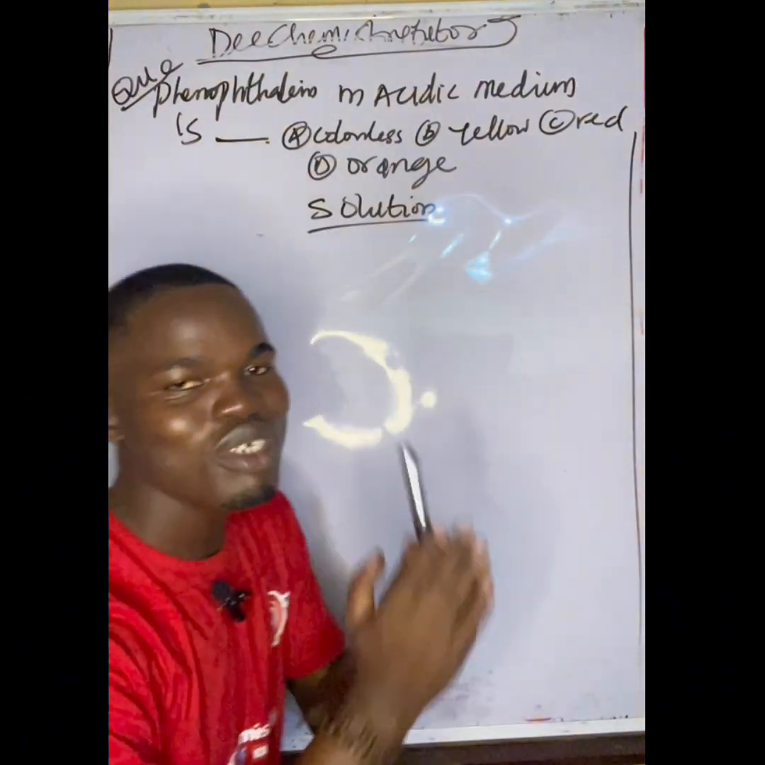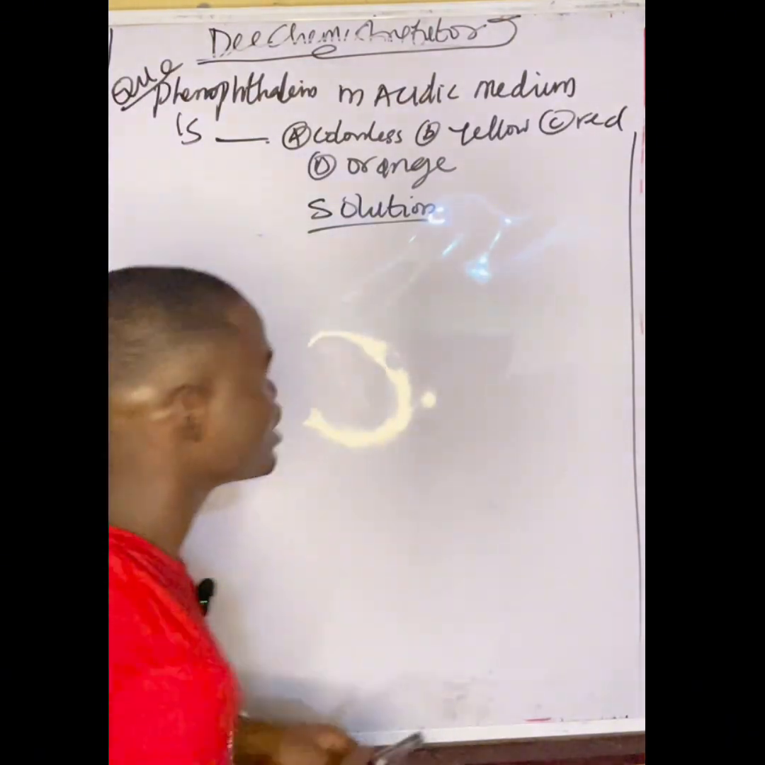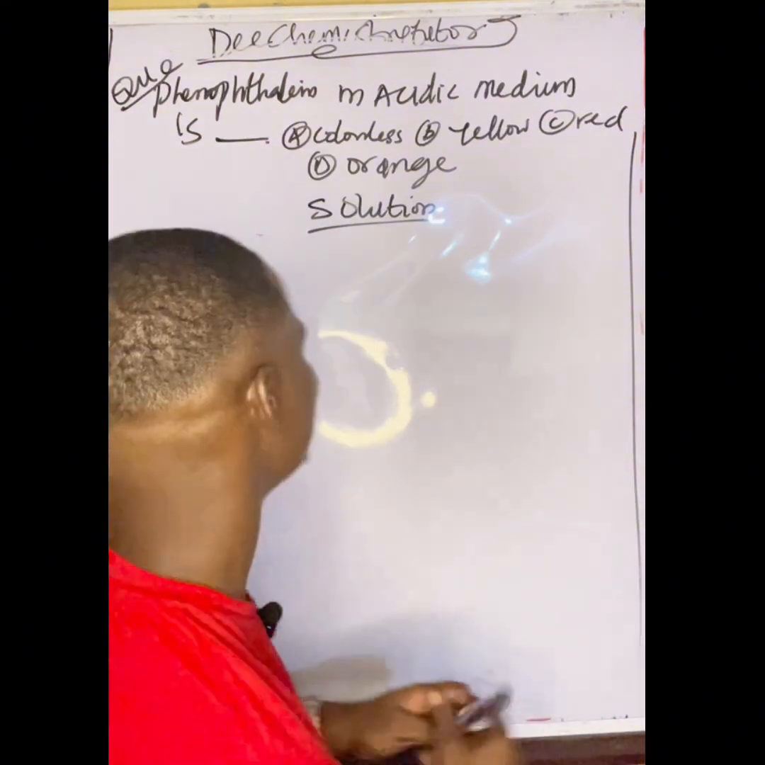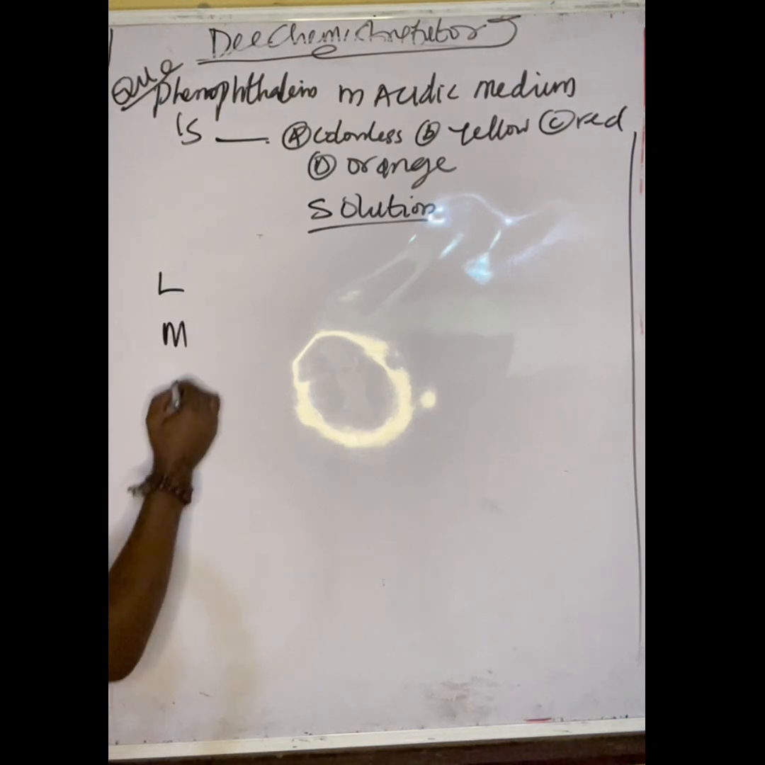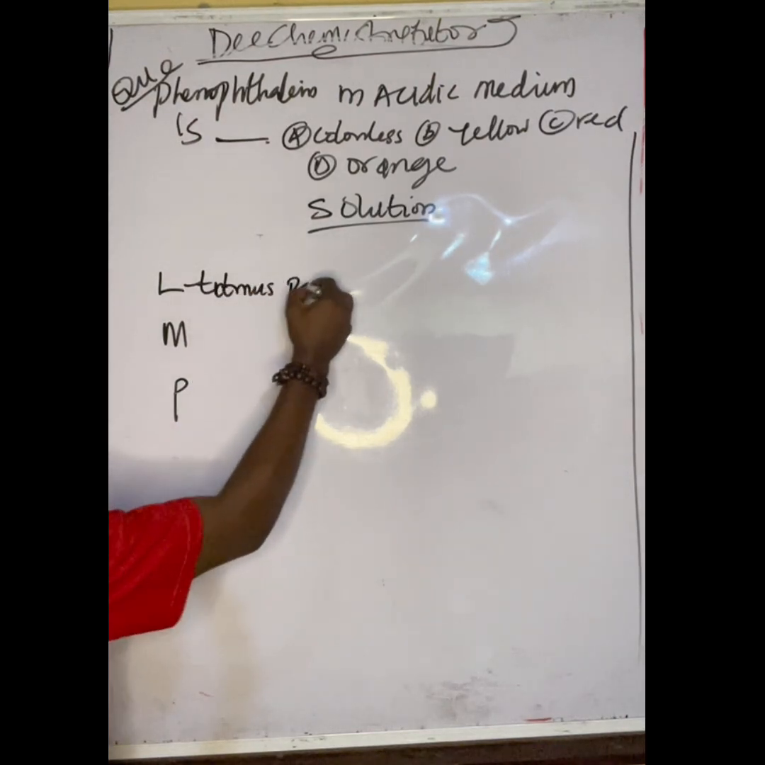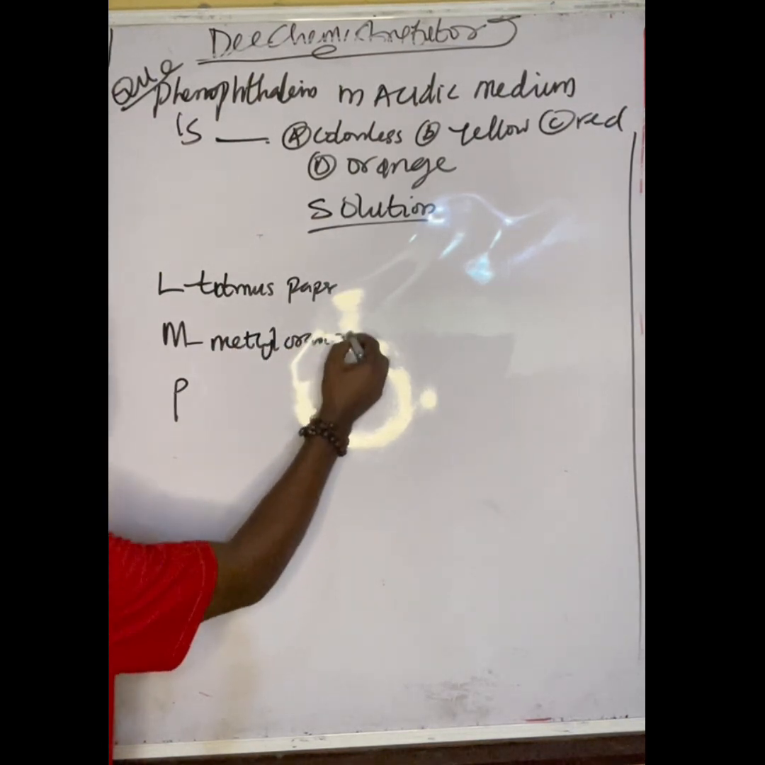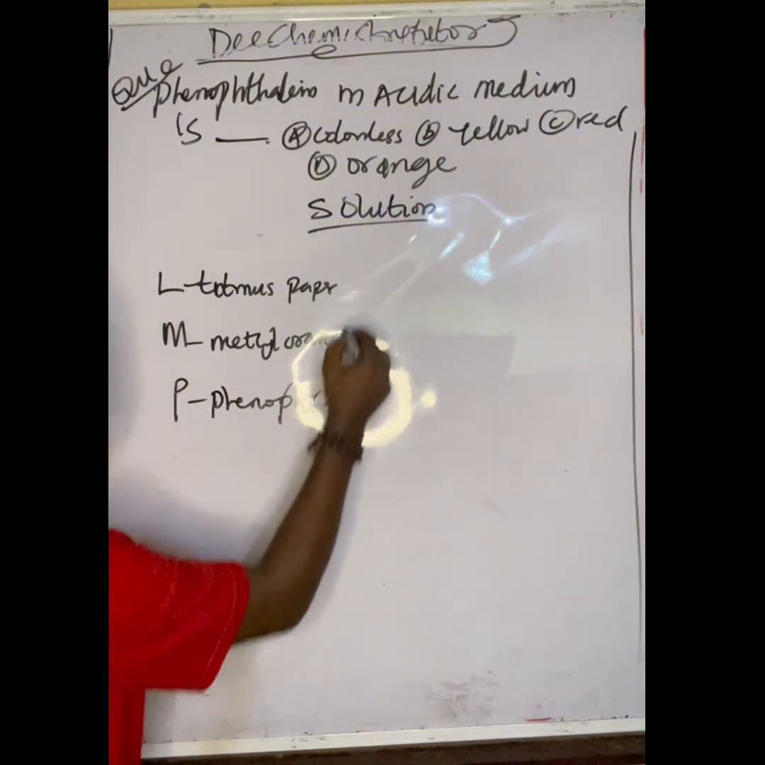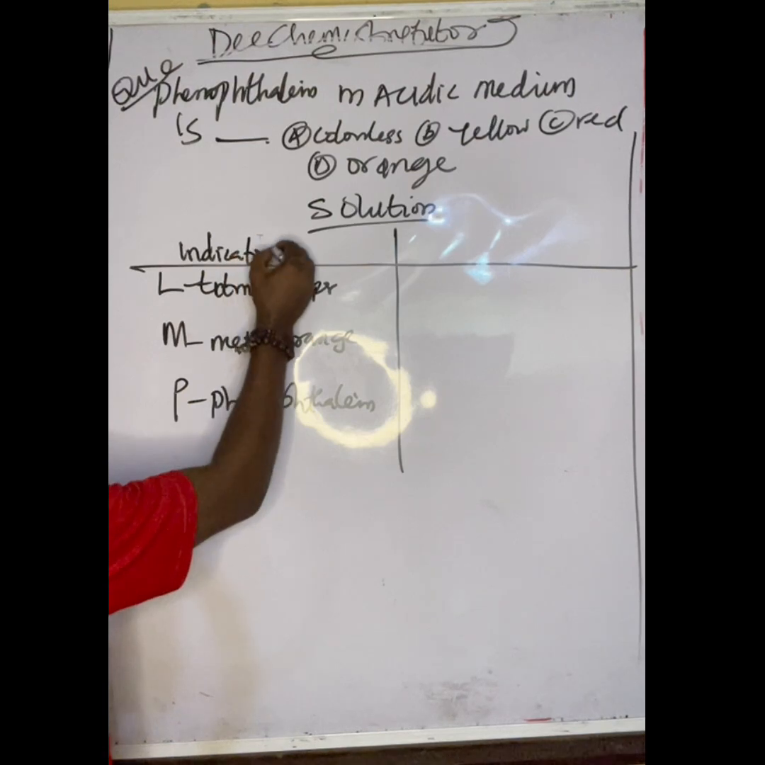Now, phenolphthalein in acidic medium is what? As far as I am concerned, I don't even know the answer, but I know there's a magic that I learned when I was preparing. So let me teach you too. The way I used to know it is that there's a particular mnemonic called LMP. LMP stands for litmus paper, methyl orange, and phenolphthalein. Now these are called indicators.